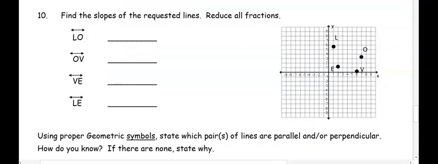So let's try one more problem here where we want to find the slope. So first we want to find the slope of LO. So for LO, we went down 3 and over 6. So we have negative 3 over 6, which would be negative 1/2. For VO, we went up 3 and over 1, so that would be 3. For EV, we went down 1 and over 4. And for LE, we went down 5 and right 1.